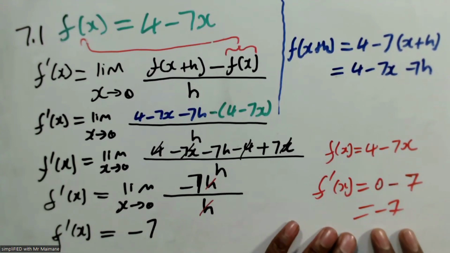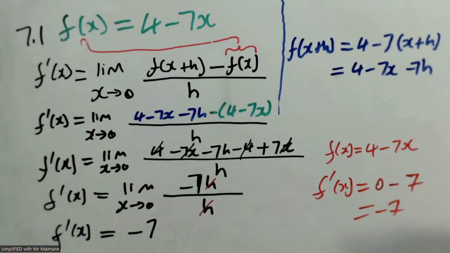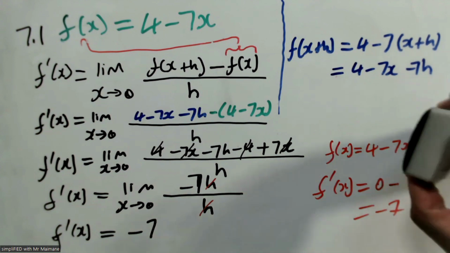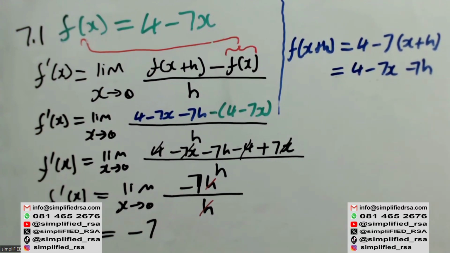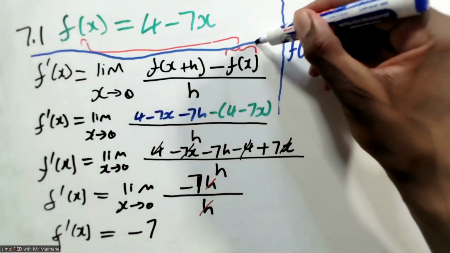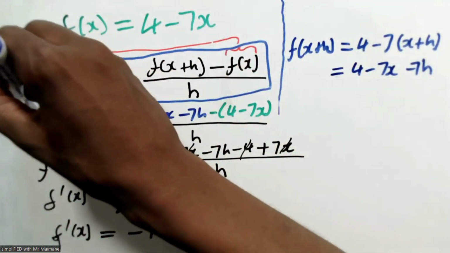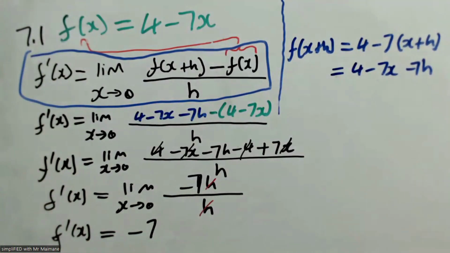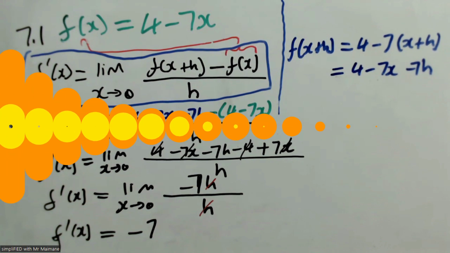We all know we could have done this, but because of the way the first principle was mentioned, for us to use the first principle, we had to make sure we use this to differentiate. So this is the first principle of differentiation. That's what we have for 7.1.